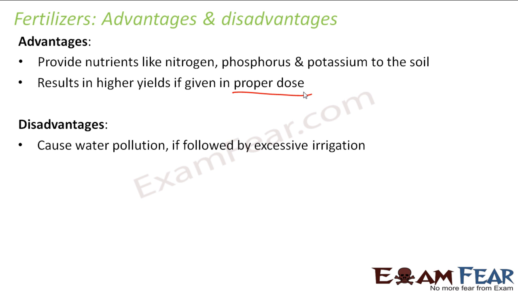Now when the fertilizer gets washed away with the water, what happens to that water? It gets polluted. Why? Because fertilizers are nothing but chemicals, right? So the chemicals are getting mixed in water, so the water is no more pure. It is getting polluted, and that is how it is causing water pollution.